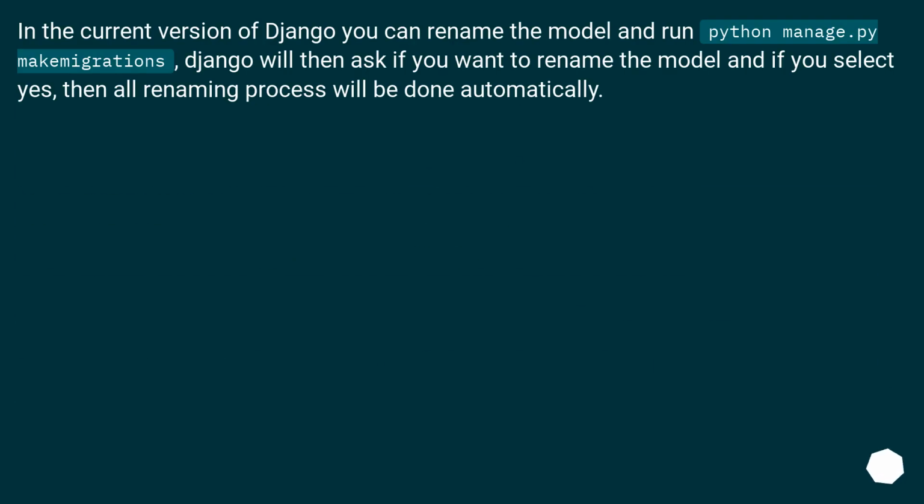In the current version of Django, you can rename the model and run python manage.py makemigrations. Django will then ask if you want to rename the model, and if you select yes, then the whole renaming process will be done automatically.